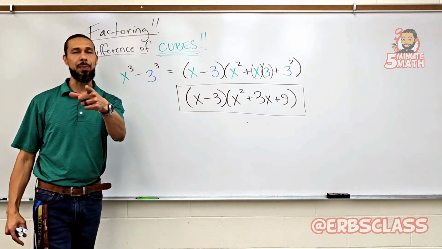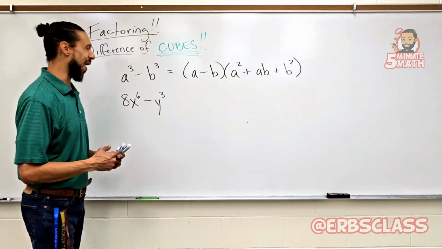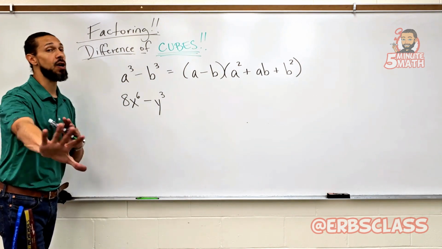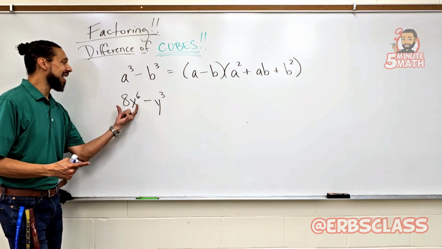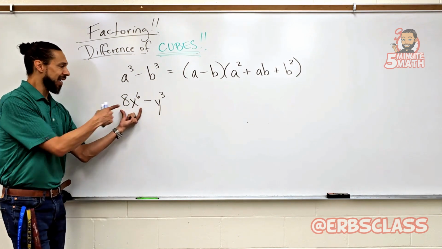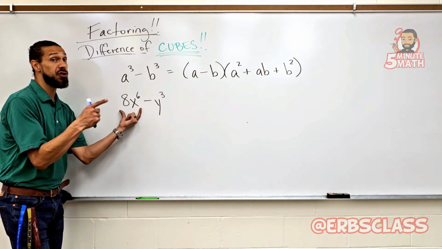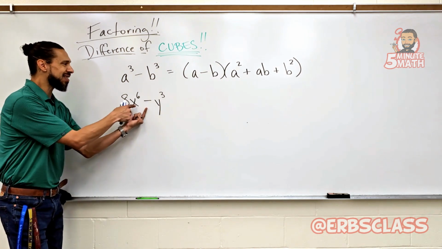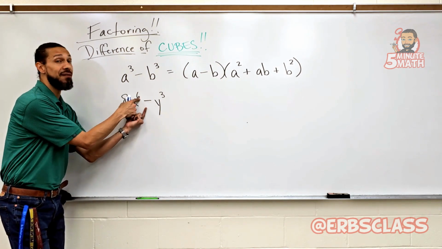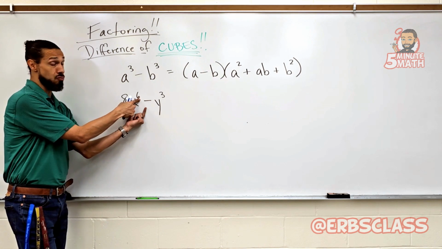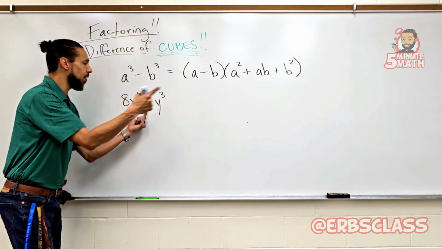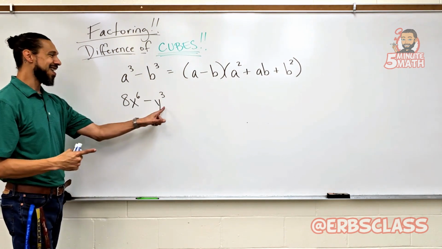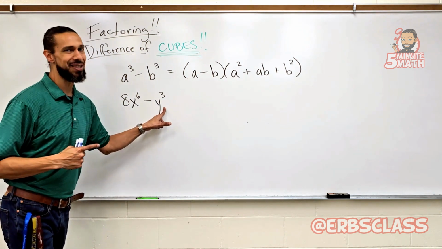Let's kick it up a notch. Ooh, I like this. So first off, let's check. Two terms, difference, good. Is this a perfect cube? Well, can I take the cube root of 8? 8 is 2 to the 3rd power. x to the 6th power, I got to be able to divide that exponent by 3. Can I? Yeah. So x squared to the 3rd power will be x to the 6th. And of course, that's y being raised to the 3rd power.